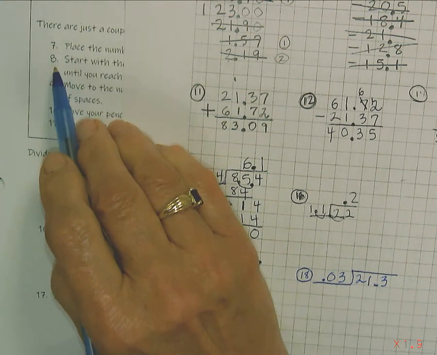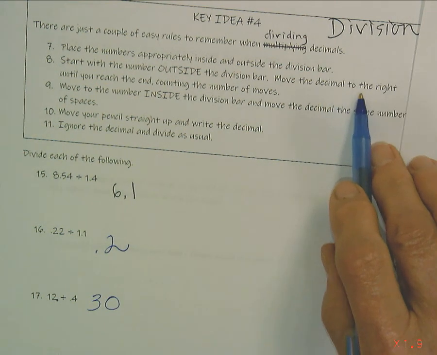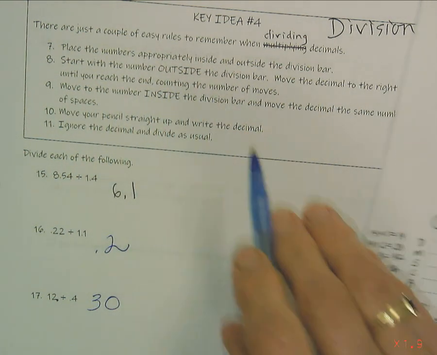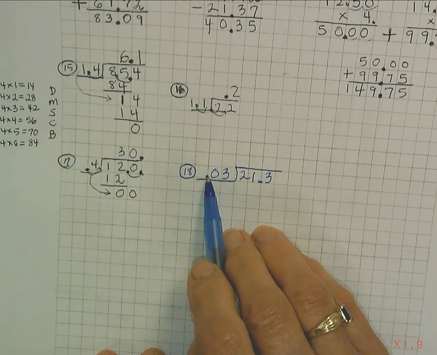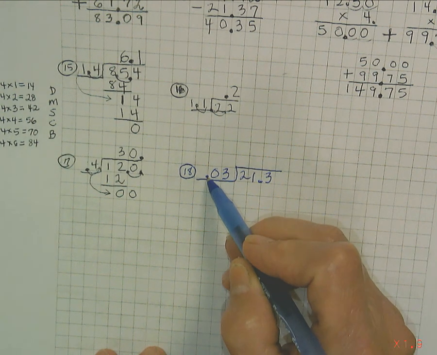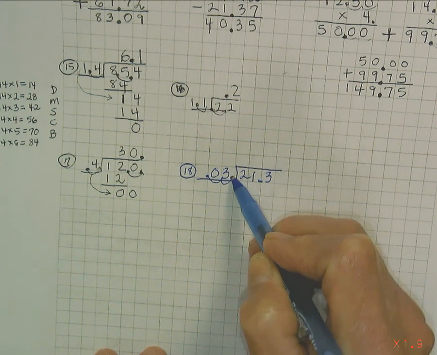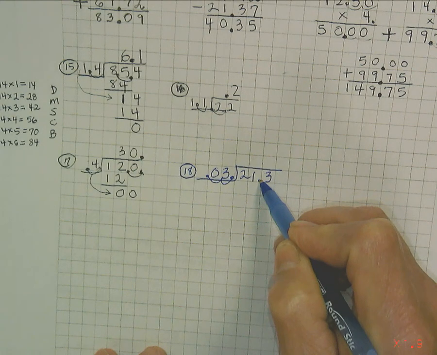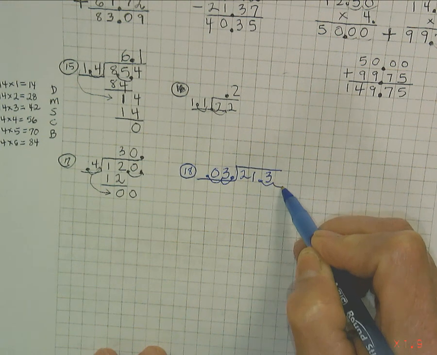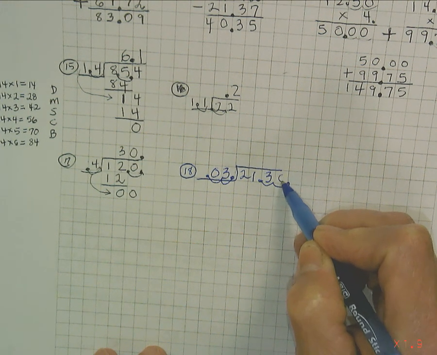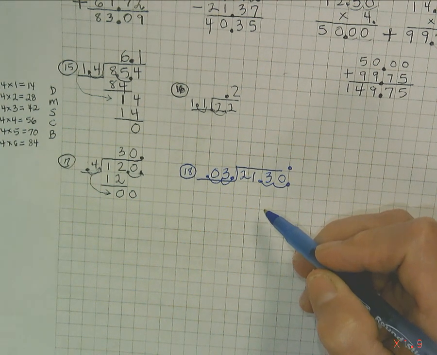All right, so Hannah, the second rule says you start with the number outside the division bar. Move the decimal to the right until you reach the end, counting the number of moves. So in number 18, when we start here on the outside, how many moves does it take us to get all the way to the end? 2. 1, 2. That's right. And then for the one inside, you're going to move 2, but then you'll have to add a 0. Okay, that's exactly right. So in order to move 2 spaces here, I've got to add that 0, bring it straight up, and now we just ignore it.